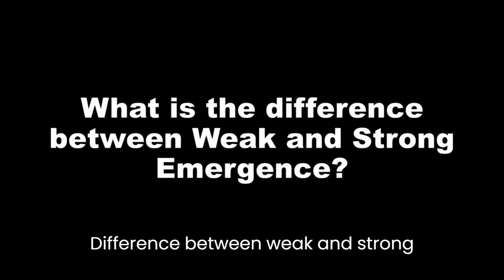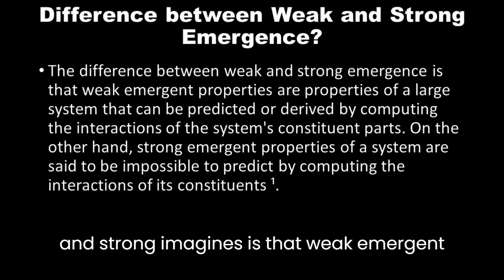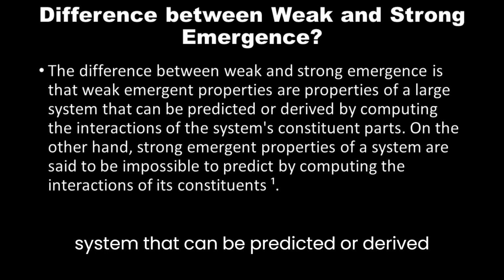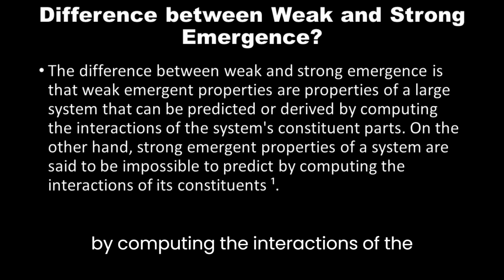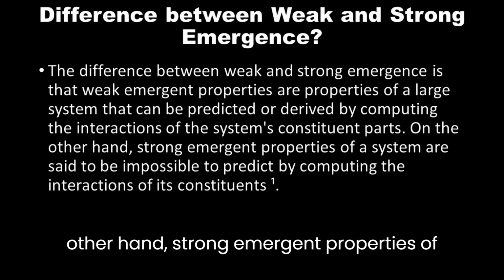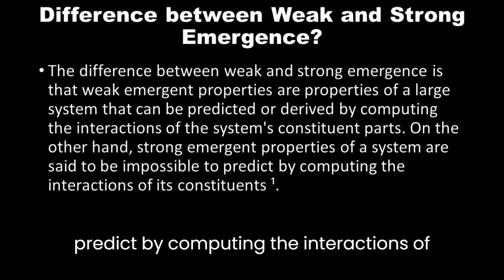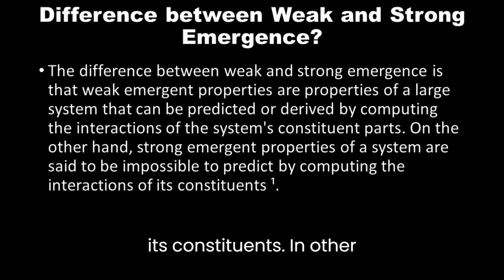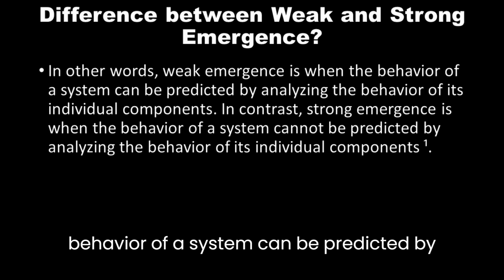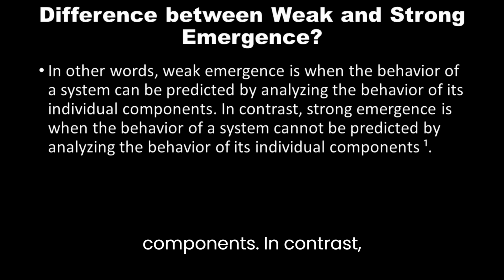Difference between weak and strong emergence. The difference between weak and strong emergence is that weak emergent properties are properties of a large system that can be predicted or derived by computing the interactions of the system's constituent parts. On the other hand, strong emergent properties of a system are said to be impossible to predict by computing the interactions of its constituents. In other words, weak emergence is when the behavior of a system can be predicted by analyzing the behavior of its individual components.